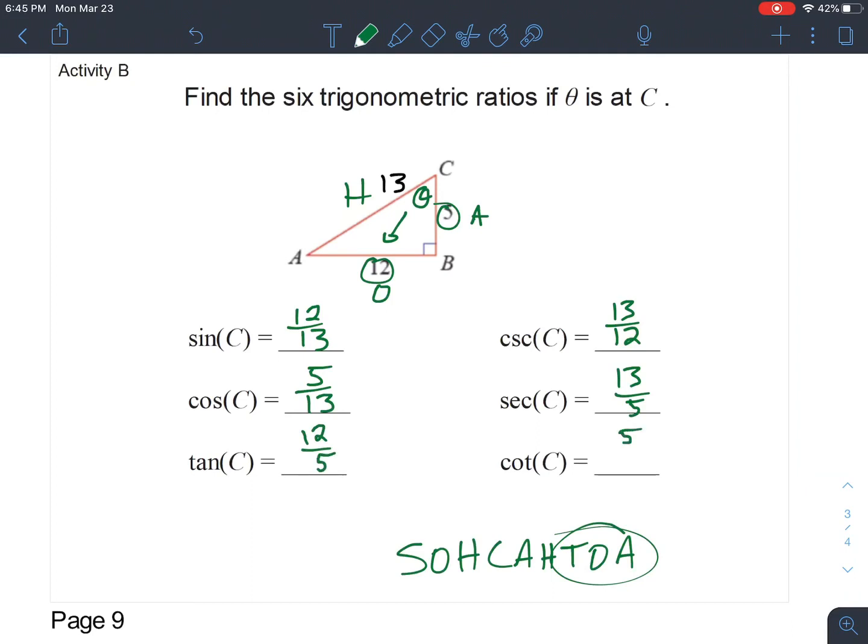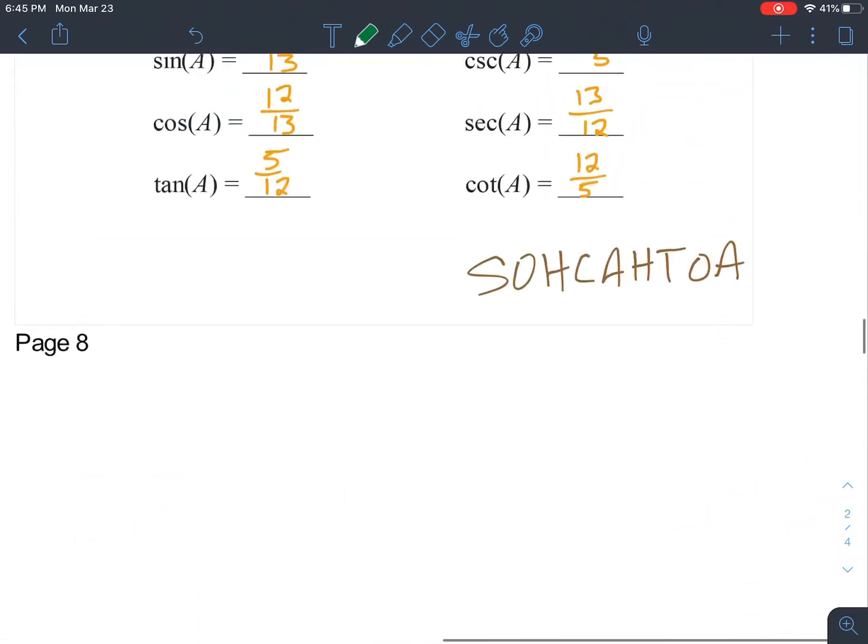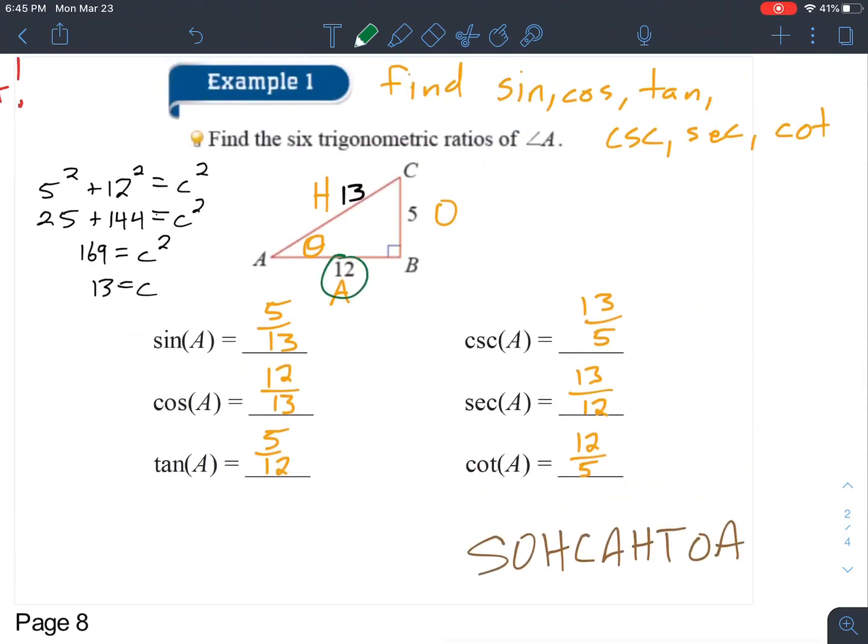And therefore, the reciprocal of that is 5 over 12. So I included this because, once again, I just wanted you to know that our opposite and our adjacent sides are going to switch depending on where theta is in the triangle. Here we had A with 5 and O with 12, whereas in the other one, A is with 12 and O is with 5.